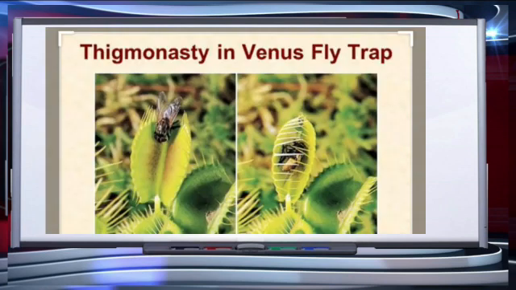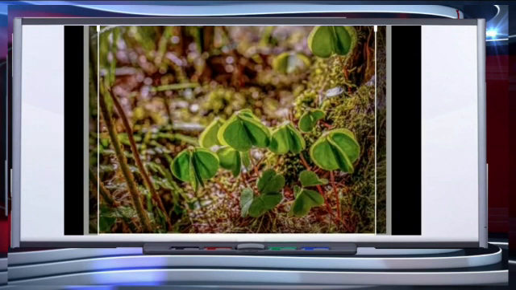Now let's talk about nastic movements. These movements are independent of growth and they are of two types, thigmonasty and nyctinasty. This slide shows thigmonasty in the Venus flytrap. The two halves of the leaf of the Venus flytrap capture the insect sitting on it, as shown in this figure. This is because of the touch of the insect.